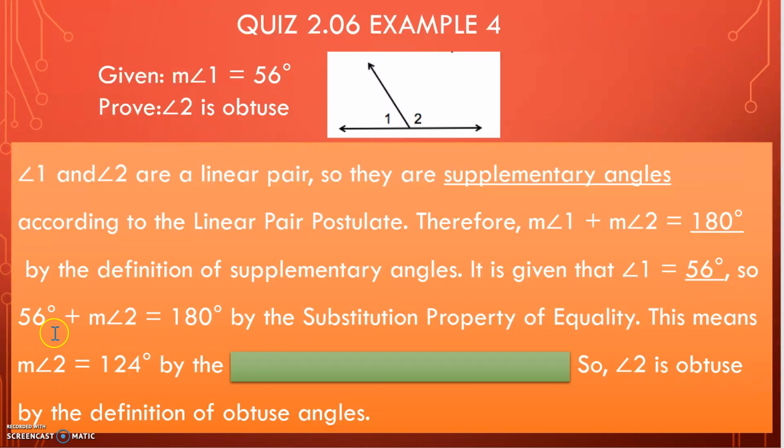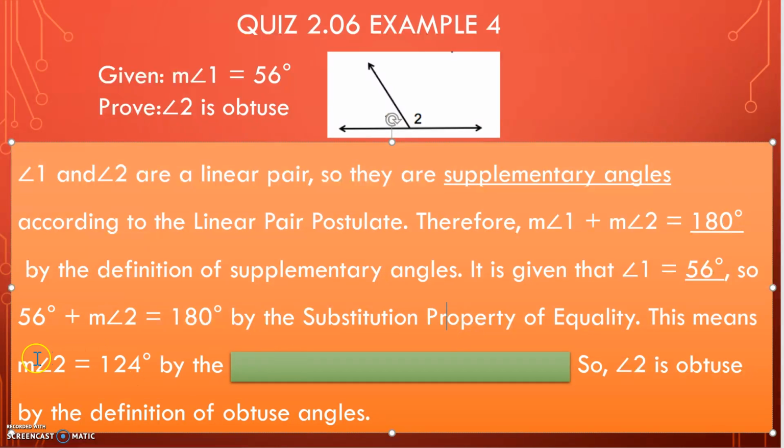So 56 plus the measure of angle 2 equals 180 degrees. So here we had the measure of angle 1 and we replace it with 56. That's the substitution property of equality. This means that the measure of angle 2 equals 124 degrees.